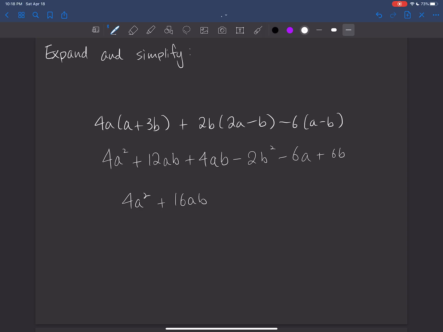And I have the b squared term, and this is the only b squared term, so I leave it as it is, negative 2b squared. And then the a and b terms, leave them as minus 6a plus 6b. And that's it.